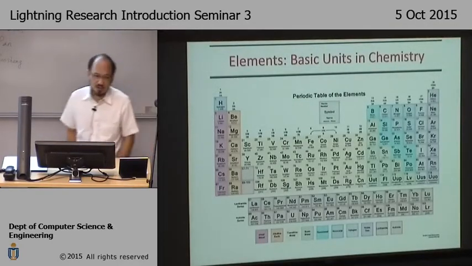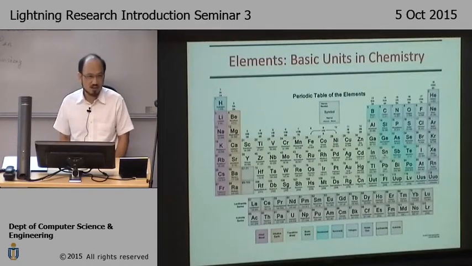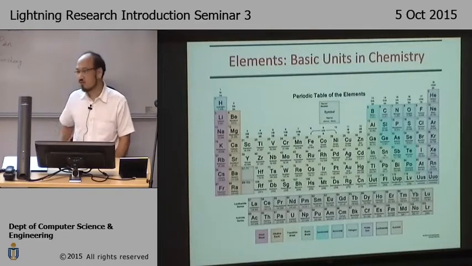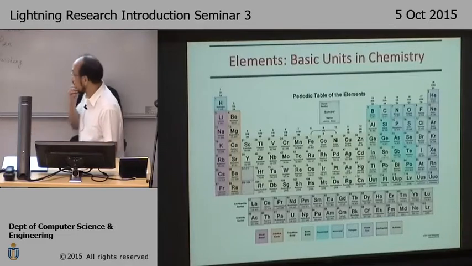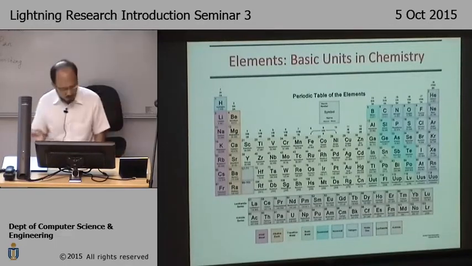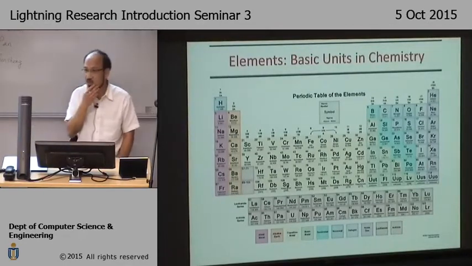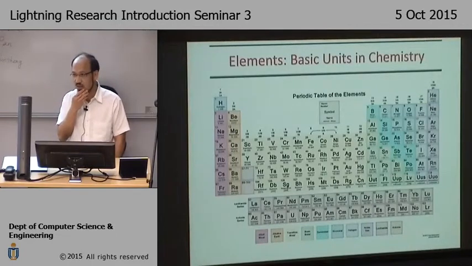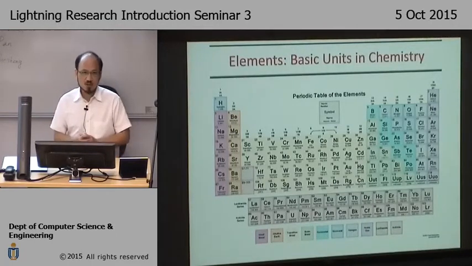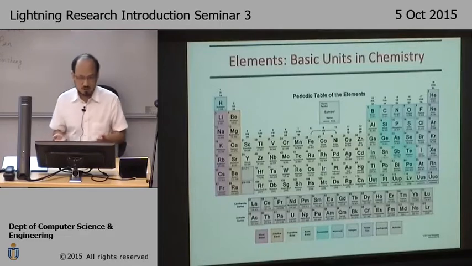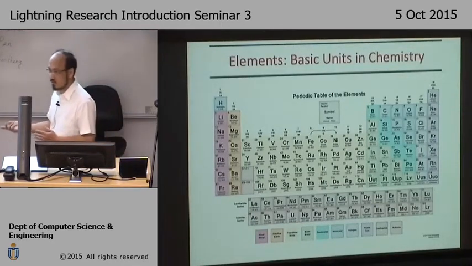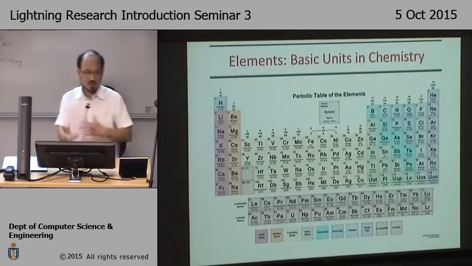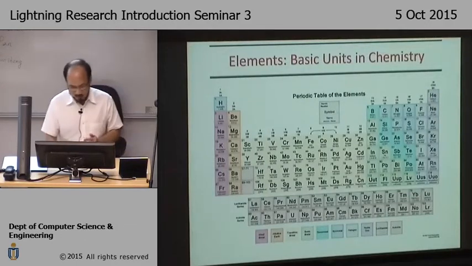In high school, in your chemistry, probably you know that if you want to find the basic elements in this world, you find that this world consists of about 115 different kinds of elements. They are the basic units. So if you want to talk about water, what's water? 2 atoms of hydrogen and 1 atom of oxygen. So everything is composed of these basic elements.